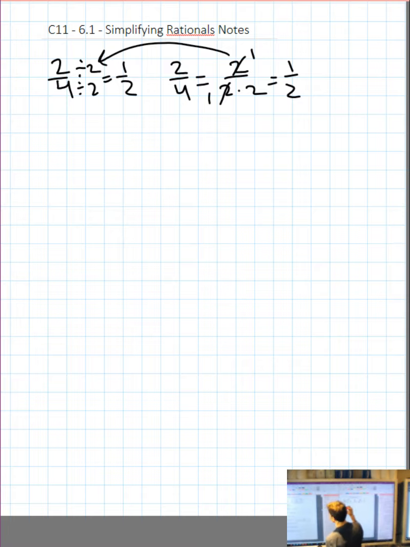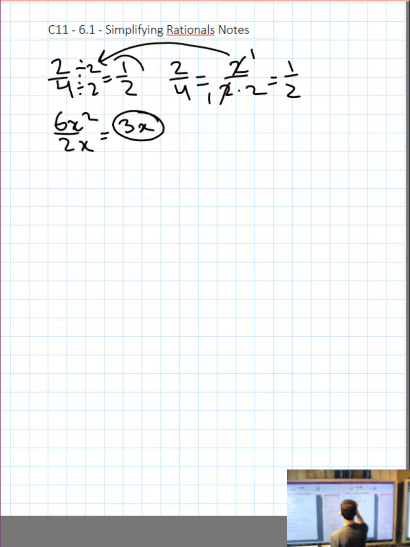Okay, so let's take a look at some grade 9. So 6x squared over 2x. 6 divided by 2 is 3. X squared divided by x is x. Circle your answer. Forgot to circle my answer above.